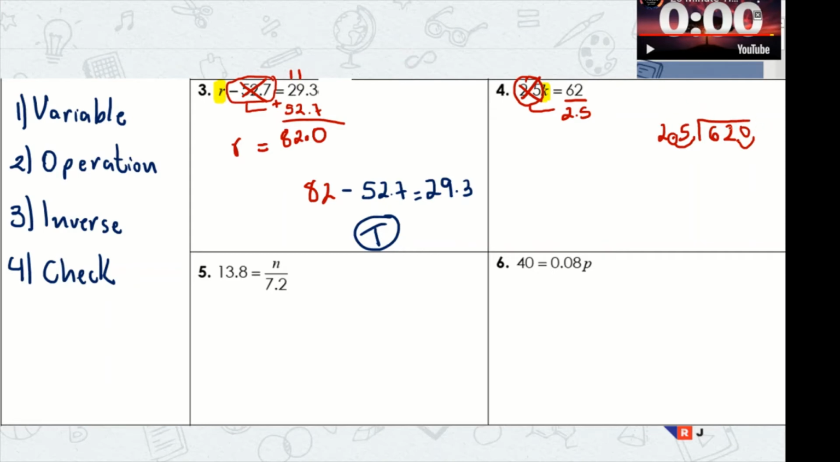Great. 620 divided by 25. How many times does 25 go into 6? How many times? 0. Great. 0 times. No times. Okay, 0 here. How many times does 25 go into 62?